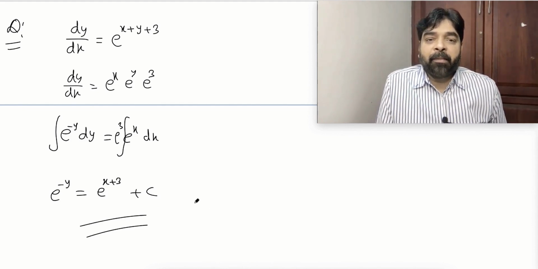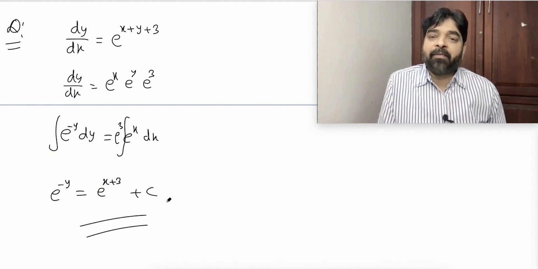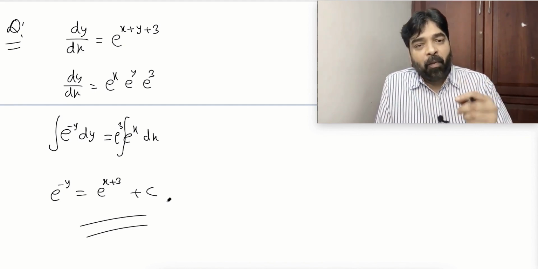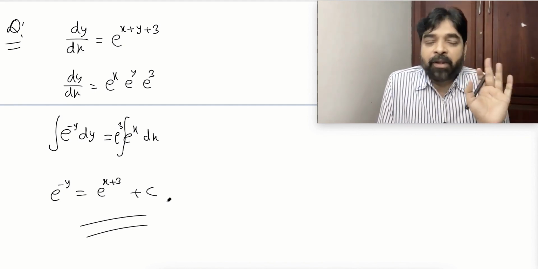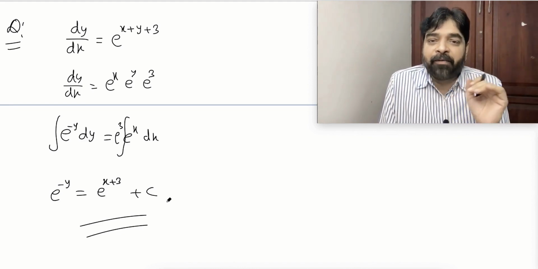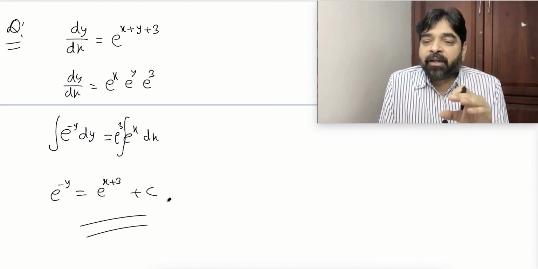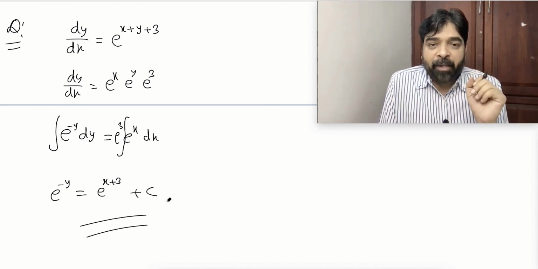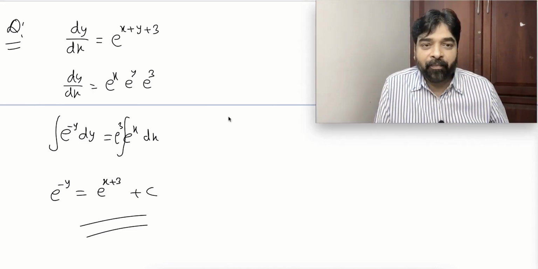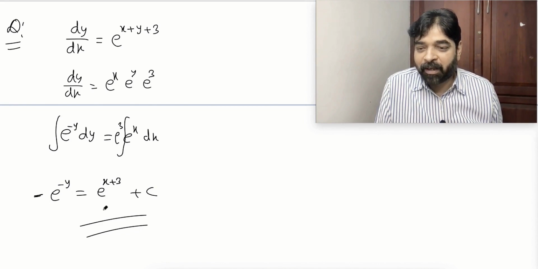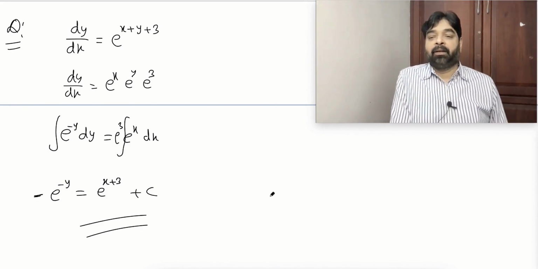Is it clear to everybody? x variable one side, y variable another side, and then integrate. That is the variable separation, and this is the one and only method. There is no other method. All other methods are actually not for the solution of a differential equation. They are for converting it into the variable separation format. e power minus y integration, I'm sorry, this minus will be there. I forgot.